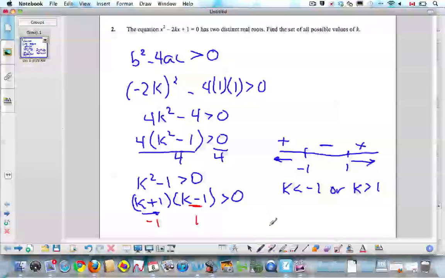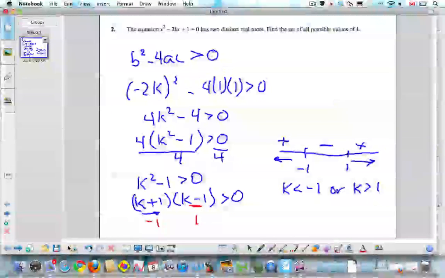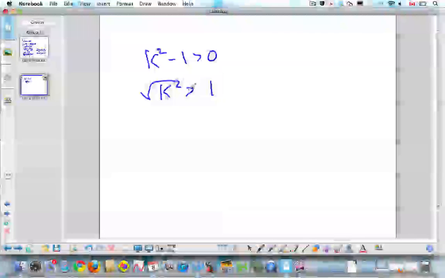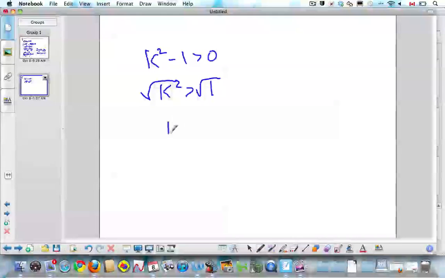Another method I could use, and let's just look at k squared minus 1. If I have k squared minus 1 is bigger than 0, a lot of people in the test went k squared is bigger than 1. And then they took the square root of both sides. And they went k is bigger than plus or minus 1.